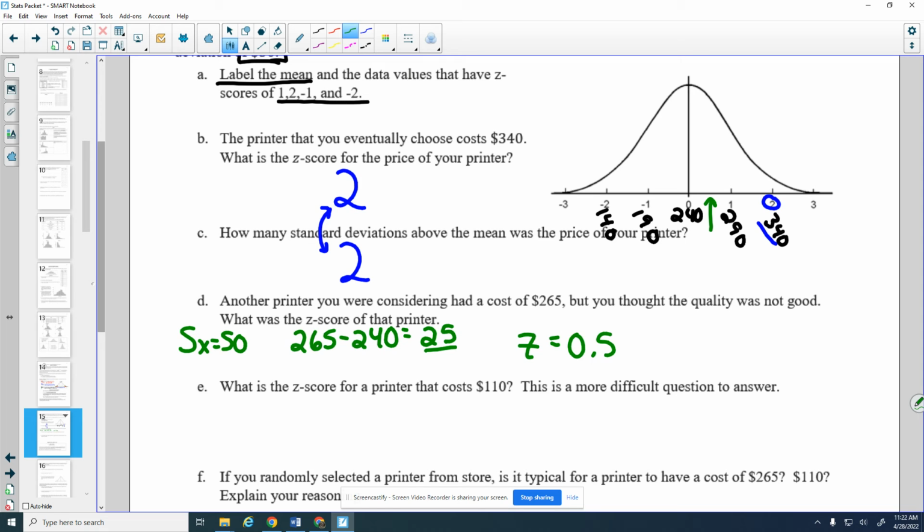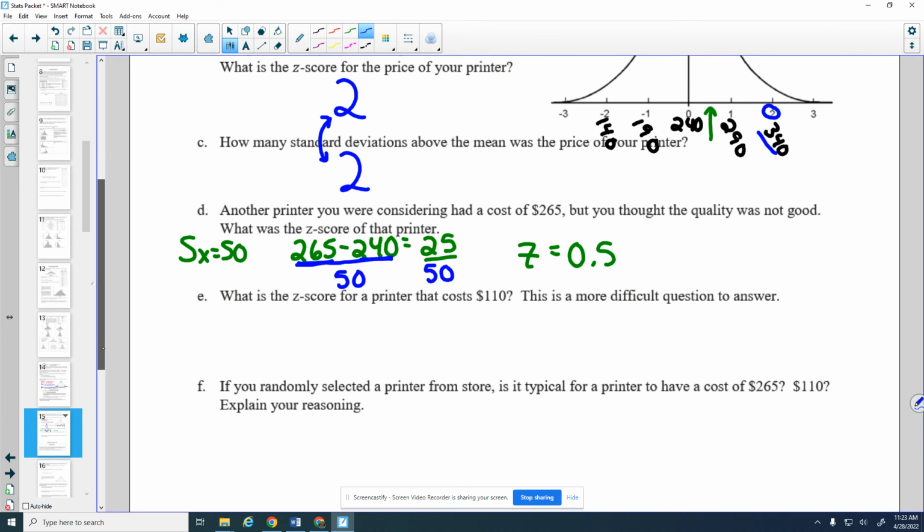The next one says, what is the z-score for a printer that costs $110? And this is more difficult to answer. So now we're going to start to move towards the formula for finding z-scores. I kind of did it here. I'm going to go back to the last question. Okay, I did the value minus the mean. How far away am I? And then in my head, I divided that by 50. And I said, well, 25 is half of 50. So that's the z-score. Okay.